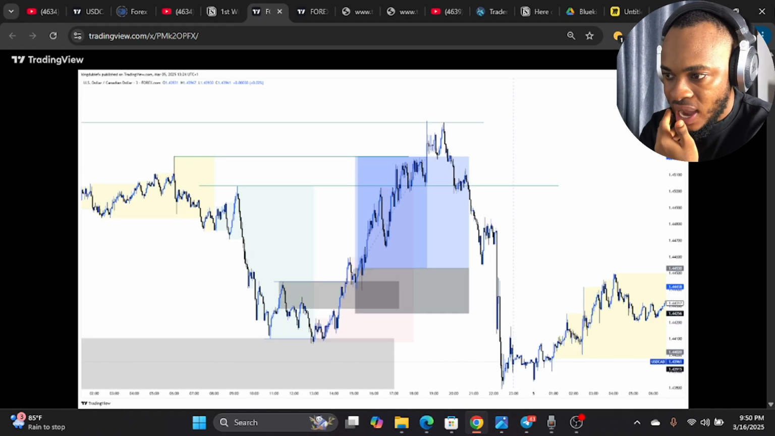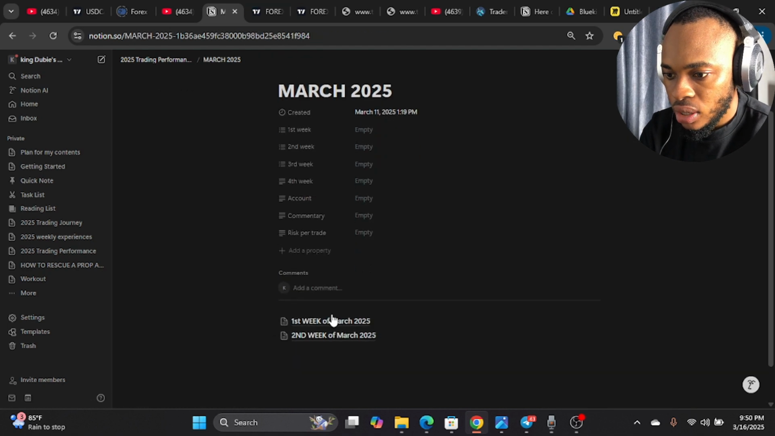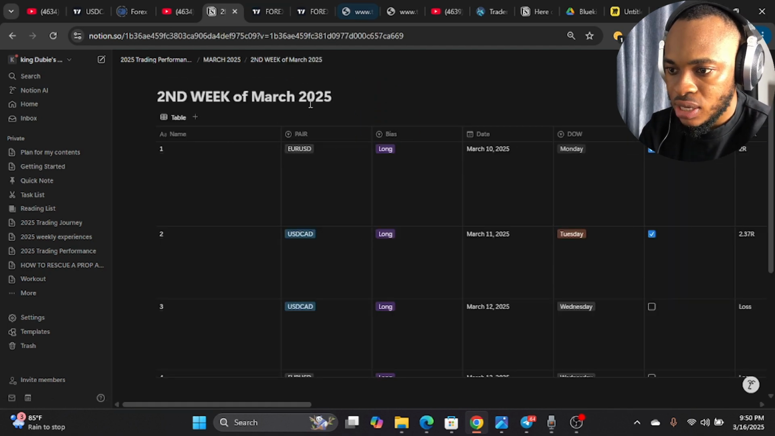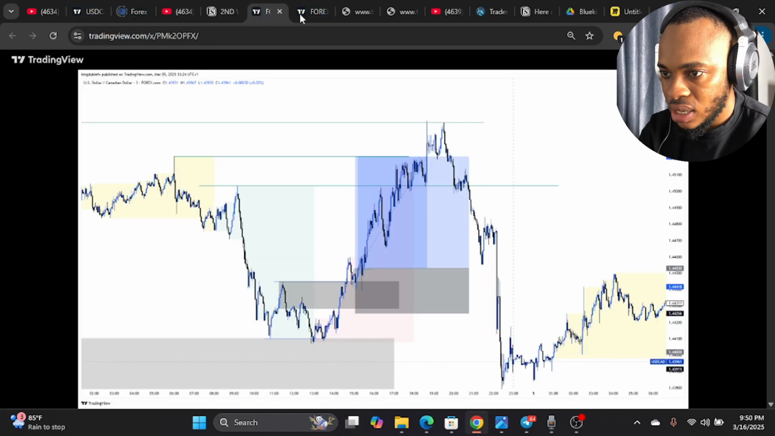That's the trade right there. I added my entry model. So yep, let's go to the next example. I'm going to use something more recent, a very recent example. So we have March 11, 2025, and I won that trade on USD CAD. So let's look at it.